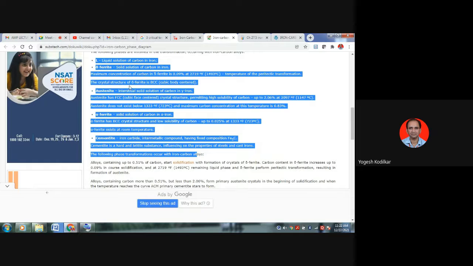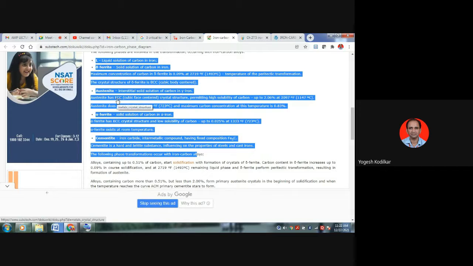The maximum concentration of carbon in delta ferrite is 0.09% at 2790 degrees Fahrenheit or 1493 degrees Celsius, the temperature of the peritectic transformation. The peritectic transformation is a higher temperature reaction. The crystal structure of delta ferrite is BCC.